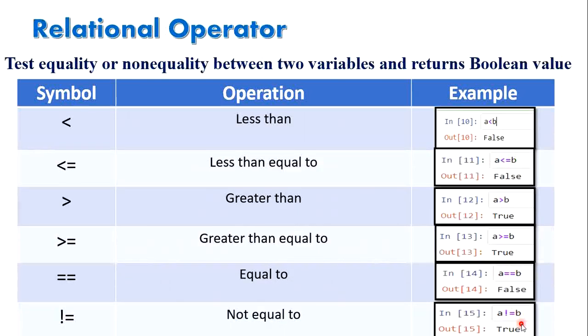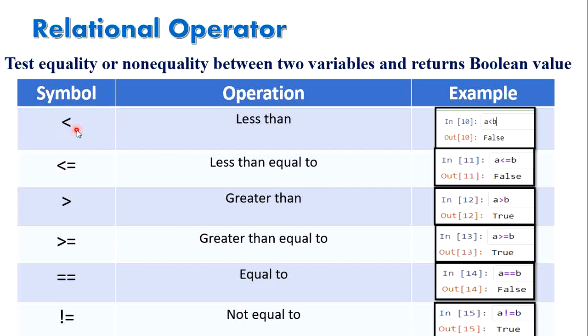Next one is the relational operator. That means we test the equality or inequality between the two variables, which return the Boolean value. It may be either true or false. Suppose we have the two values, that is A equals to 10 and B equals to 5, that we have previously seen.